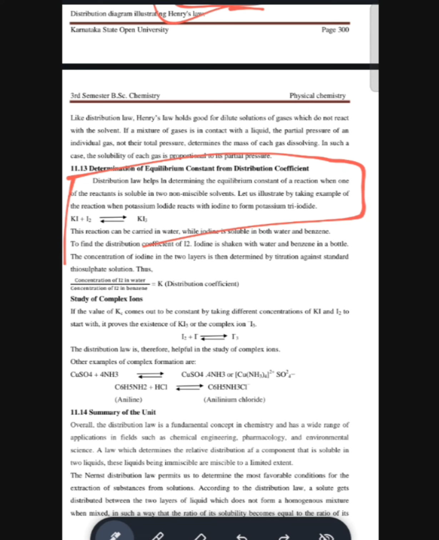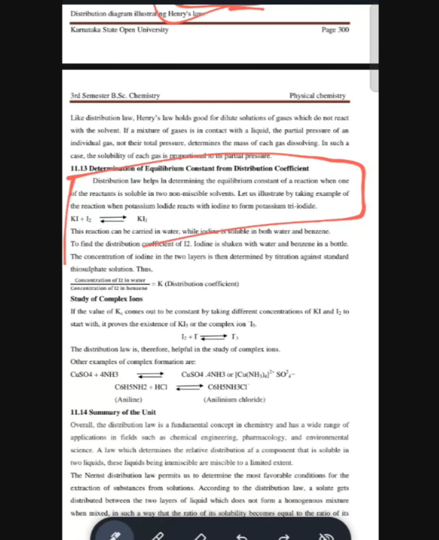Two different non-miscible solvents are taken in a beaker and we add one reactant or solute to that beaker. Then we can see how it is distributed between solvent A and solvent B. The reaction is potassium iodide reacting with iodine to form potassium triiodide, which can be carried out in water, while iodine is insoluble in both water and benzene.